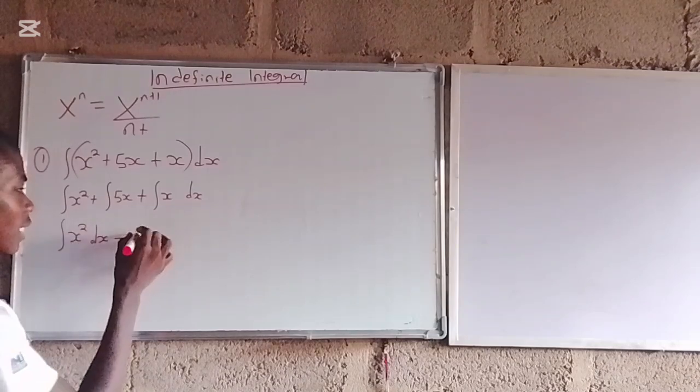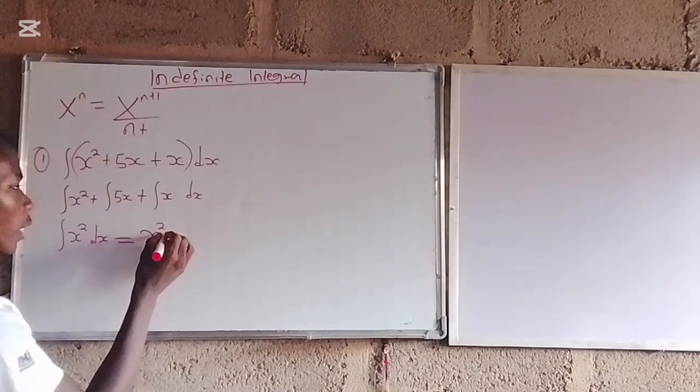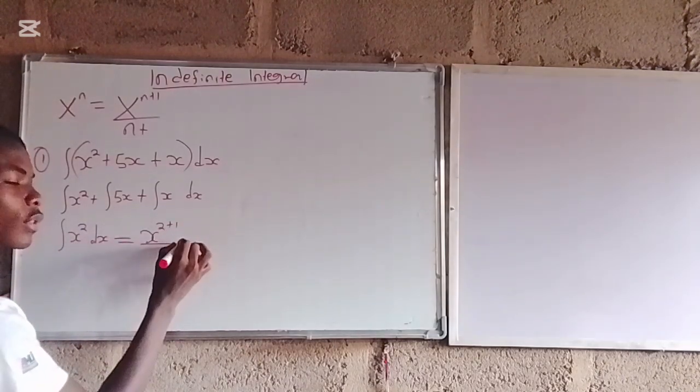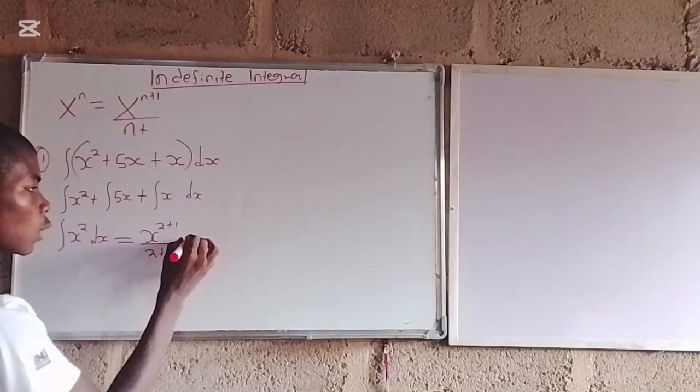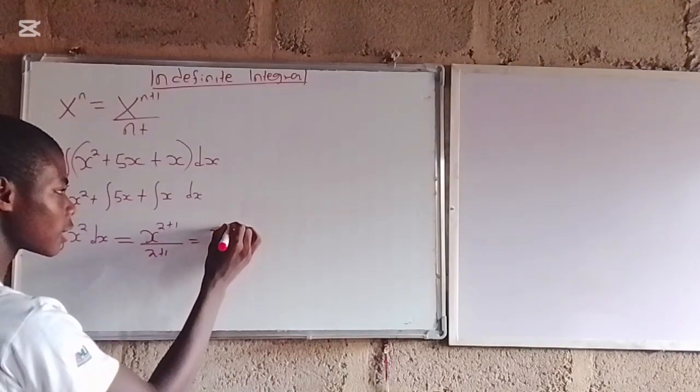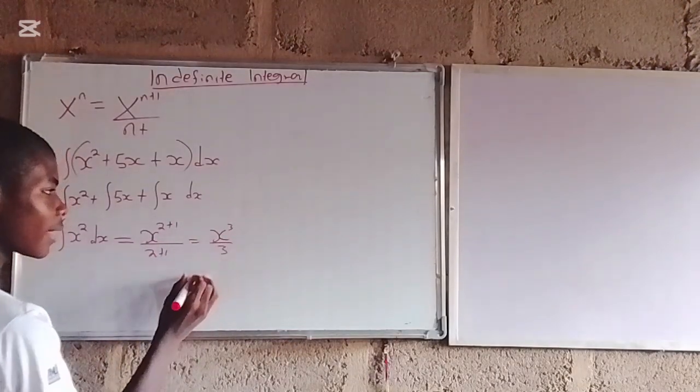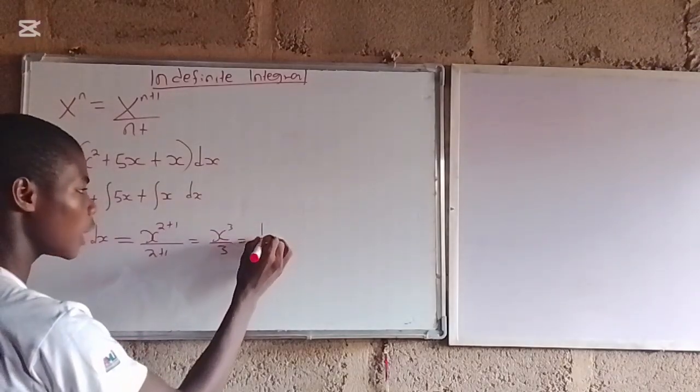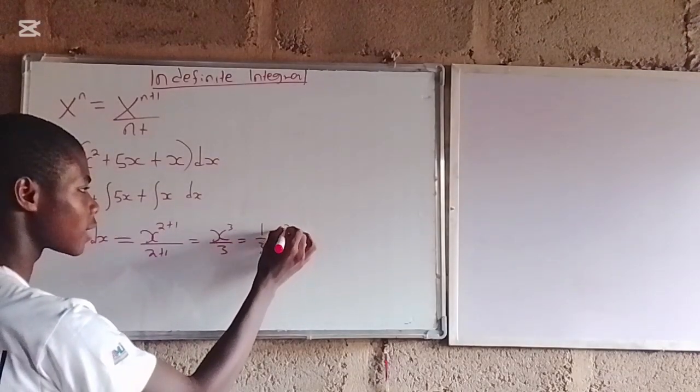If I integrate this, I will have what? x squared. I have to add 1, then I have to divide by 2 plus 1, which is equal to x cubed by 3, or you can write it as 1 over 3 x cubed.